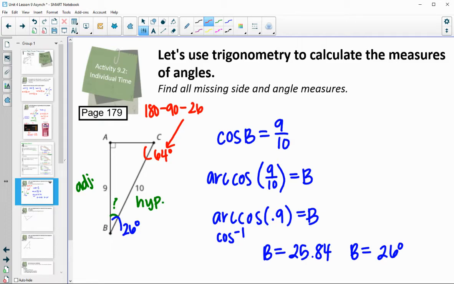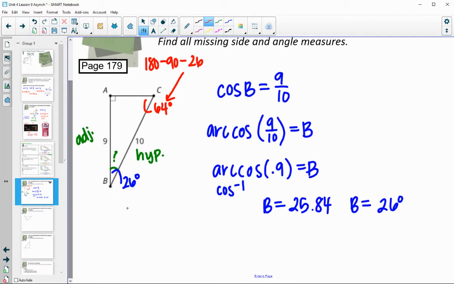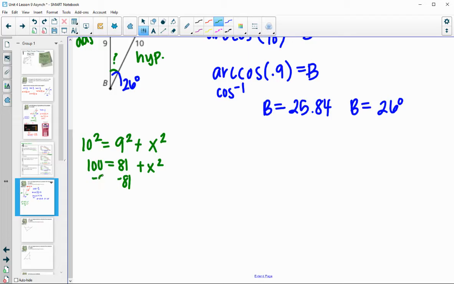Okay, so that's your two angles. And then you can do a couple different things to get AC. You could set up a trig function now, or you could do the Pythagorean theorem. So the Pythagorean theorem would be 10 squared equals 9 squared plus x squared, that missing side. So we'd have 100 equals 81 plus x squared. Subtract 81 from both sides, and then you can square root.